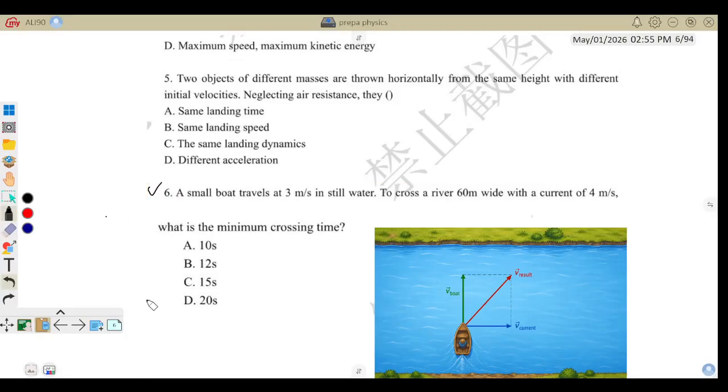Hello everyone. After we've talked about question number 1, 2, 3, 4 and 5 in the previous video, in this video we're going to start with 6, 7, 8, 9 and 10. I mean the next 5 questions.